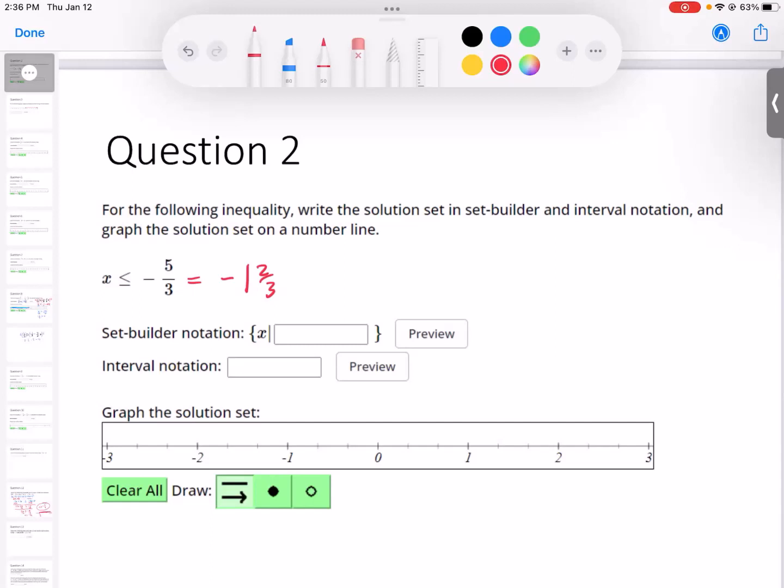So on my number line, I would go to negative 1, and then I would go negative 1 1/3, negative 2 1/3. And so for mine, since mine's greater than or equal to, I'd put a closed circle there. And then it's all of the x's that are less than that. So mine would look like that. Yours will look however. Yeah, so 7/3 I think would be like 2 1/3.